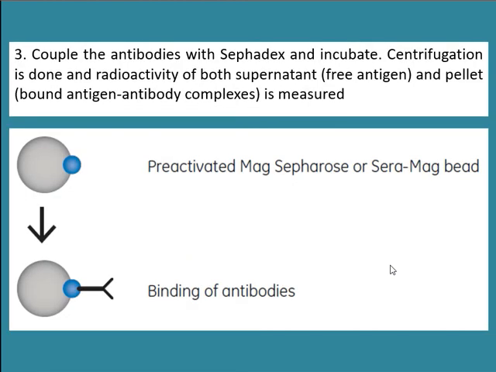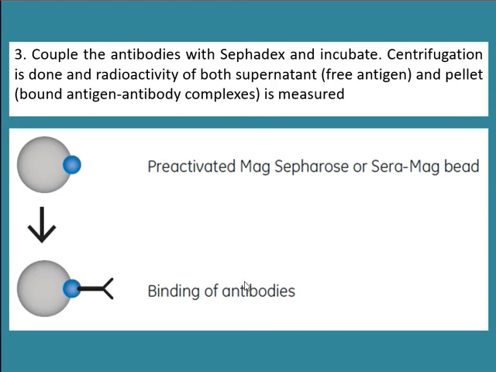Now, there is one more procedure. Instead of coating the antibody on the test tube, you can just couple these antibodies with beads, Sepharose beads. They are gel beads. So, you can use pre-activated Sepharose beads and link them to antibodies. So, you are coupling the antibodies with Sepharose. Then, as the routine procedure, you will add the labeled antigen, the unlabeled antigen in the serum, incubate. Then you do centrifugation.